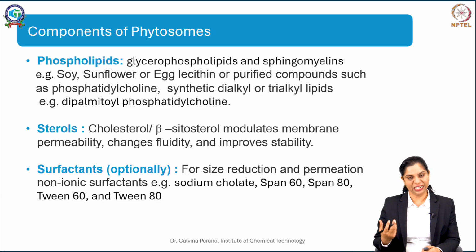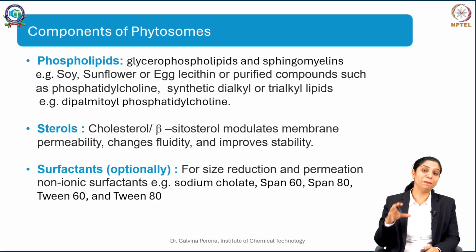Nowadays you get even synthetic phosphatidyl derivatives such as dialkyl as well as trialkyl lipids such as your dipalmitoyl phosphatidylcholine derivatives. Now in addition to that, very similar to that of your liposomes, you also require membrane stabilizing agents, and these are often your sterols. For this reason, again you can take your cholesterol, which can be in the ratio 1:2 or 2:1 depending upon the stability of the membrane that you are looking for. But yes, nowadays even other steroidal derivatives such as beta sitosterol are involved to enhance the membrane permeability, fluidity as well as the stability.